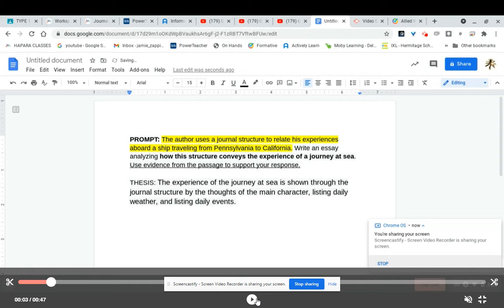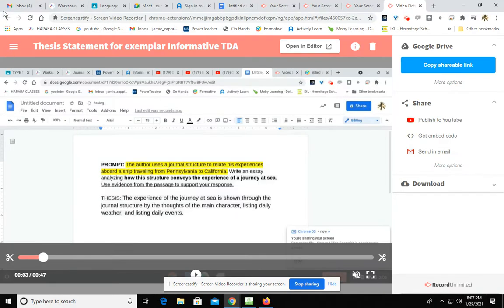So they are in fact being specific that it's a journal structure, and then they explain how it conveys the experience at sea, mentioning that it talks about the thoughts of the main character as the one point, how it talks about listing the daily weather as another point, and how it's listing daily events as a final point, fully addressing both boldface skills found in that prompt.